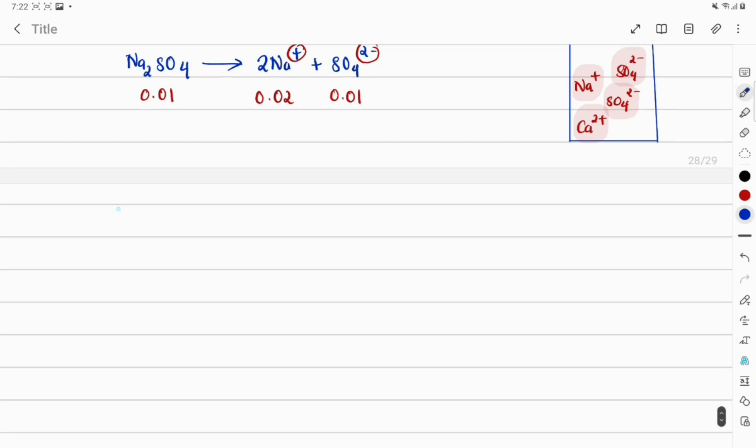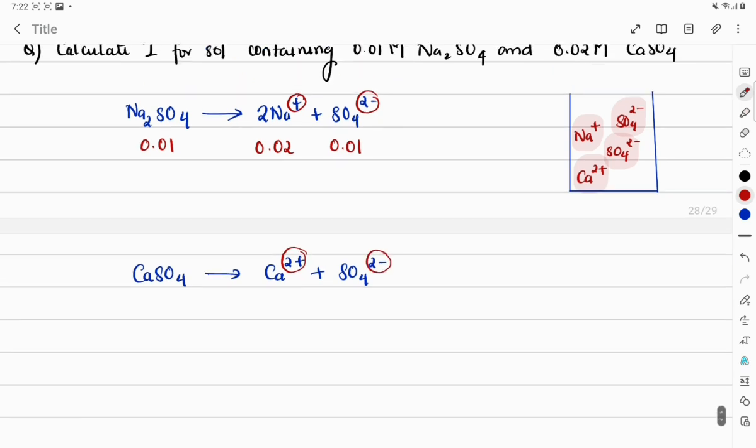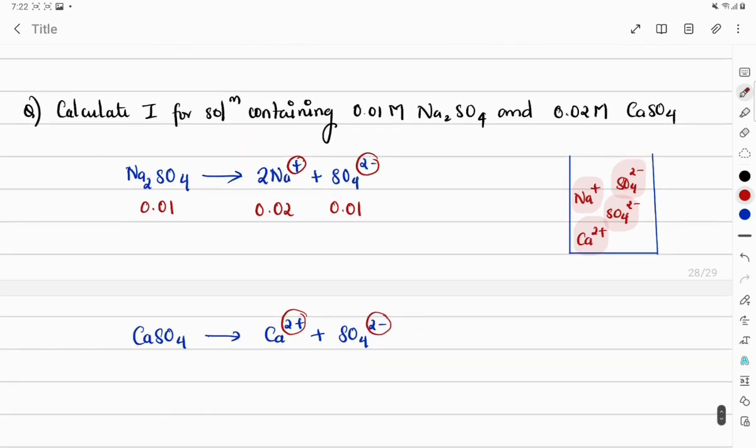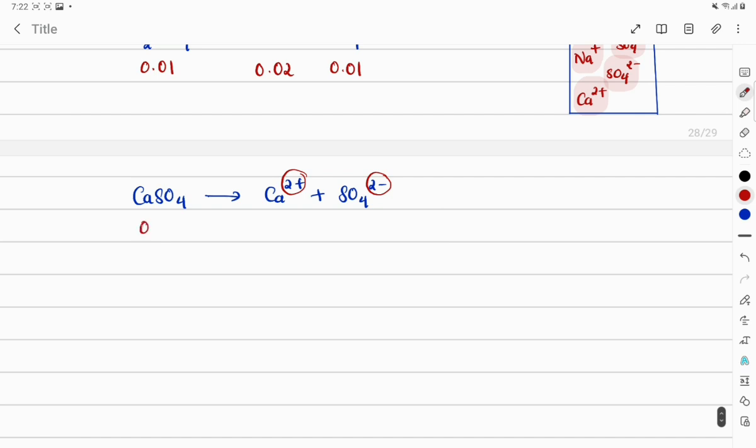Similarly, let's ionize calcium sulfate. CaSO4 on ionization will give Ca2 plus plus SO4 2 minus. So the charges are going to be 2 plus and 2 minus. The concentration was 0.02 for calcium sulfate. So this will be 0.02. This is 0.02. Again this will be 0.02.